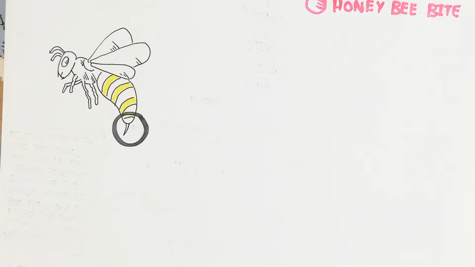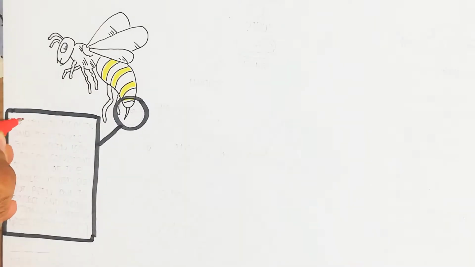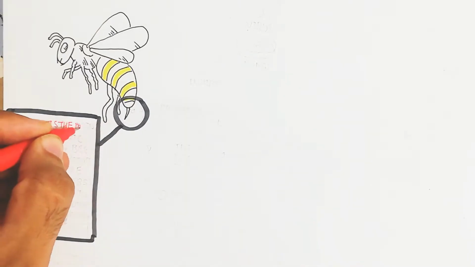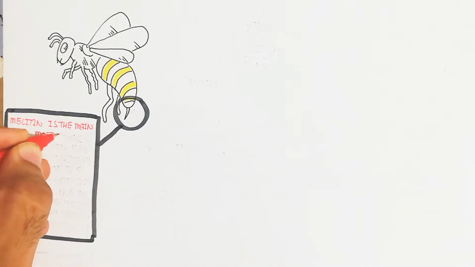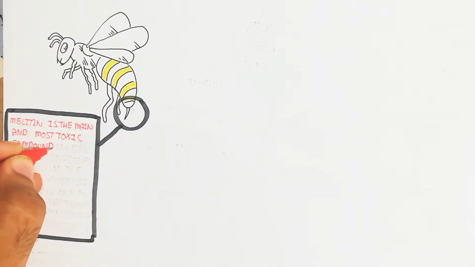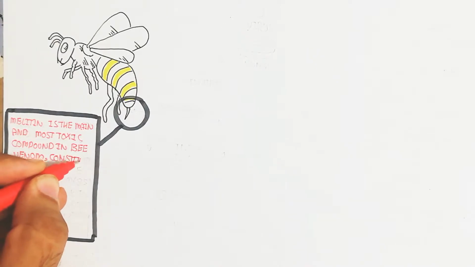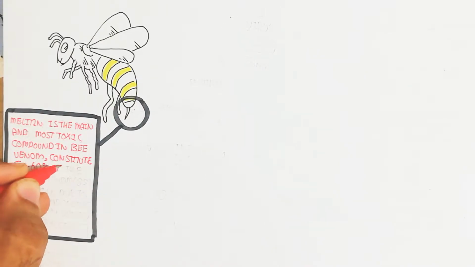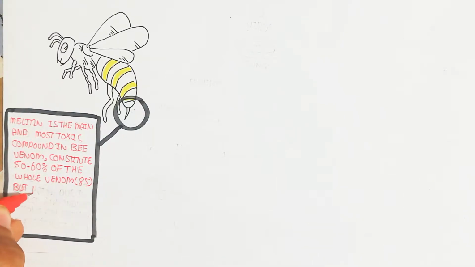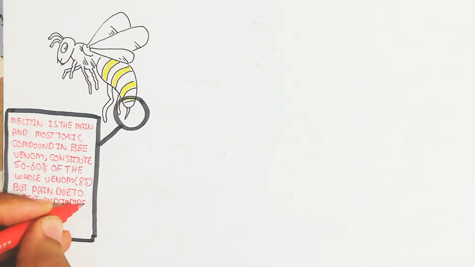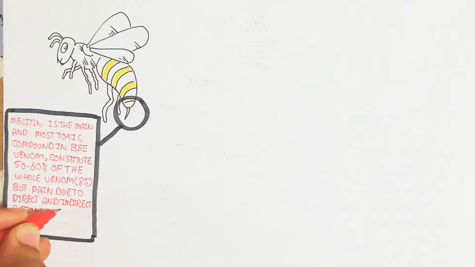Here is the honeybee, whose abdomen contains a sting-like structure used for penetration into the skin. Melittin is the main and most toxic compound in bee venom, constituting 50 to 60% of the whole venom. It causes pain through direct and indirect action on primary nociceptor cells in the skin.